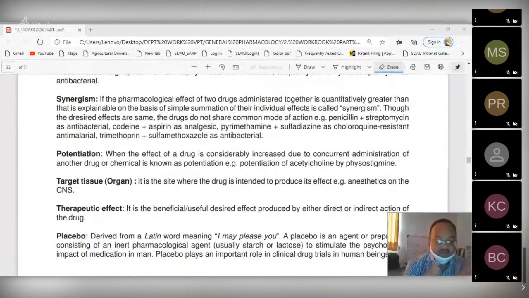A plus B is greater than A or B. When you give both the drugs in combination, their therapeutic effect is greater than the sum of their individual therapeutic effects, then it is known as synergism. Mathematically you can explain it as 1 plus 1 is greater than 2, or 1 plus 1 is equal to 11.